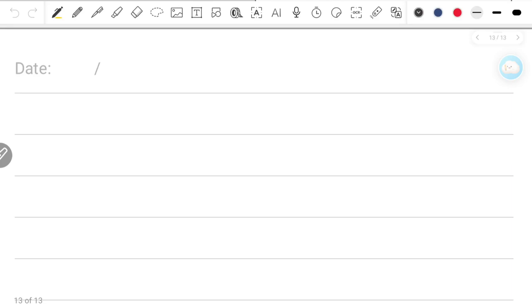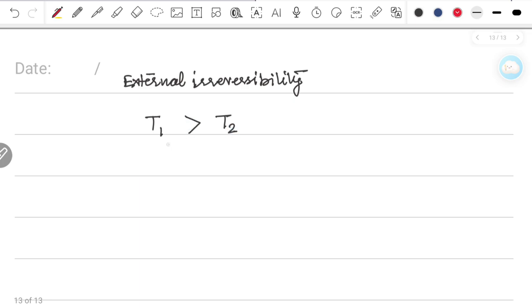Hello friends. So in this particular lecture, we will be seeing the external irreversibility in case of Rankine cycle. So when we say external irreversibility, that is because of the heat transfer. Now you must be wondering why it happens because of heat transfer. Whenever there is a difference in temperature, the heat flows.